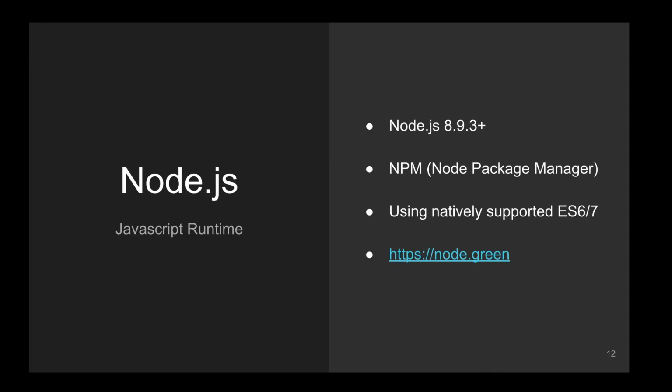And then as far as coding today, we're going to use the natively supported ES6 and 7 that's available in Node. That way we don't have to set up Babel or any other transpilers. If you can go to node.green, you'll notice that it lists out all the features that are supported by Node. And this gives you a good idea of which version supports what feature in ES6 and 7.